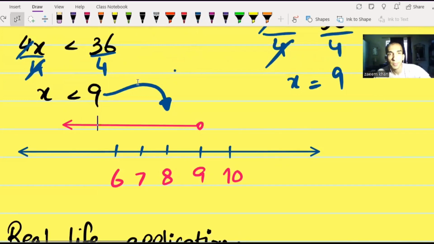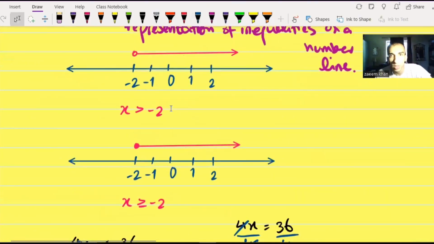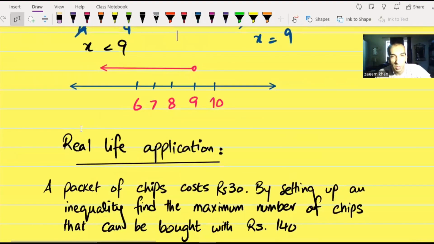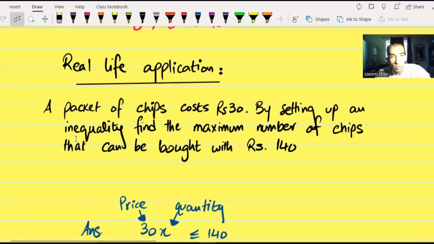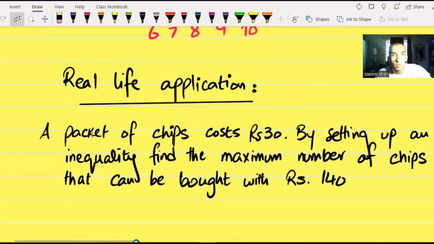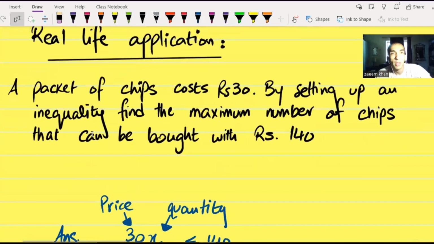Now, this was pretty basic inequality. I'm pretty sure your exam is going to include stuff which is way more difficult than this. But this is important for us to learn because these are the basics towards graphing.